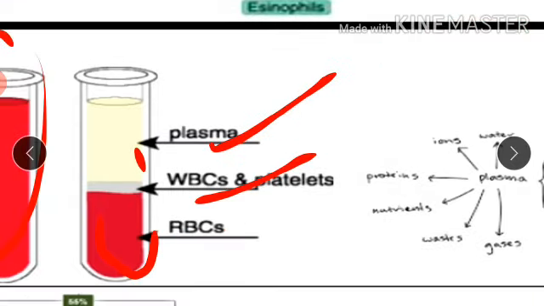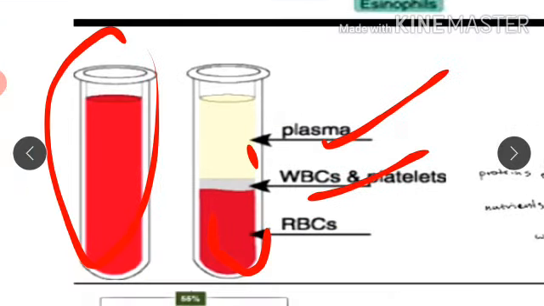Now, if we keep blood in a test tube and leave it for some time, we can see a straw-colored fluid that floats above the RBC, that is plasma. Just below this plasma is WBC. And below WBC, RBC settles down at the bottom of the test tube.